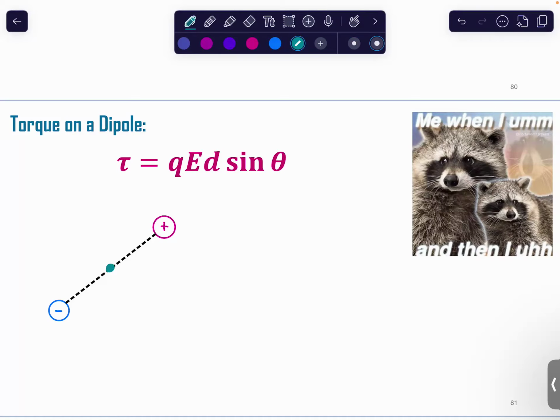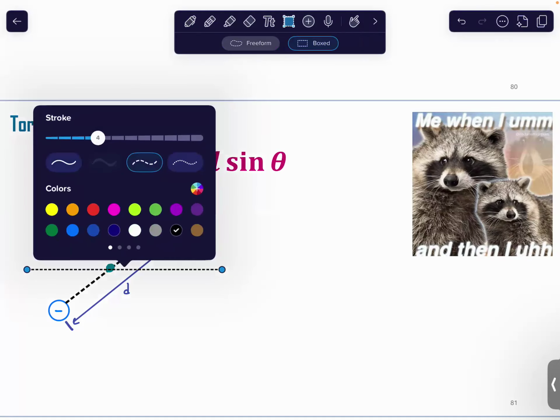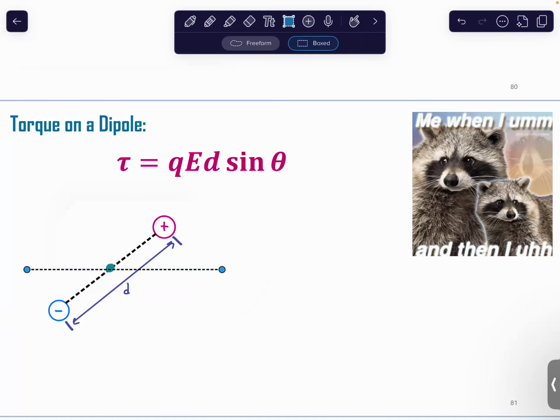Now for torque, we have a center of rotation. That's your distance D. So let's just get ourselves a baseline here. All right.